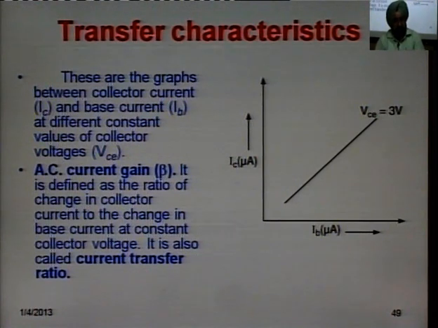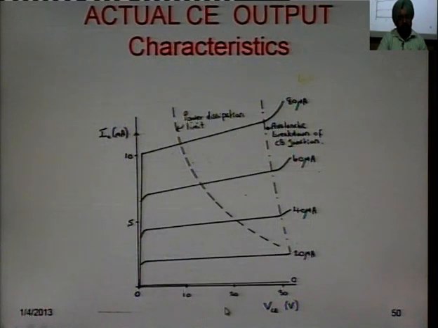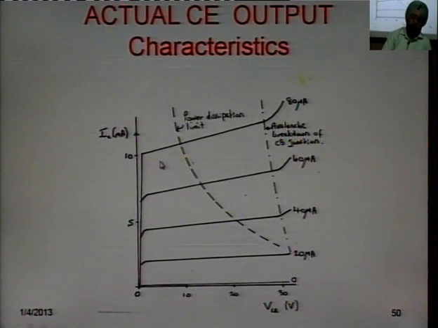Transfer characteristic. A graph between collector current and base current at different constant values of collector voltage is what is called transfer characteristic. Then what is AC current gain? A ratio of the collector current to the base current is what is called AC current gain. You can also call it current transfer ratio. Now, this is the actual common emitter output characteristic if you draw the characteristic in your laboratories.